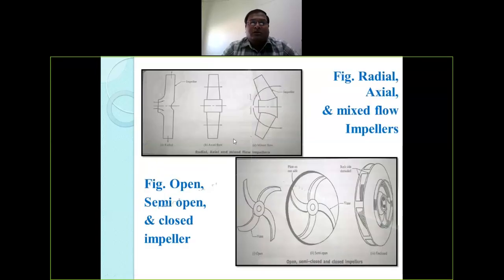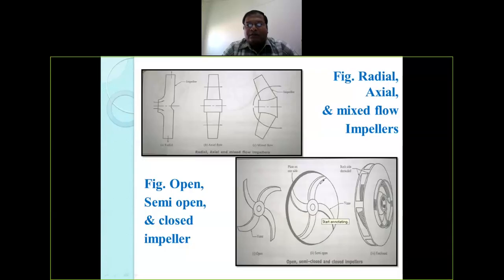You can see here I have shown the figure. This is your radial type of impeller, the second one is your axial flow type of impeller, and the third one is your mixed flow type of impeller. Below this figure, open, semi-open and closed impellers are given. In the open impeller, you can see this type of figure. In the semi-open, the plate is provided on only one side, whereas in the enclosed type, meaning closed type impeller, plates are provided on both sides. So this is an example of open, semi-open and closed or enclosed impeller.